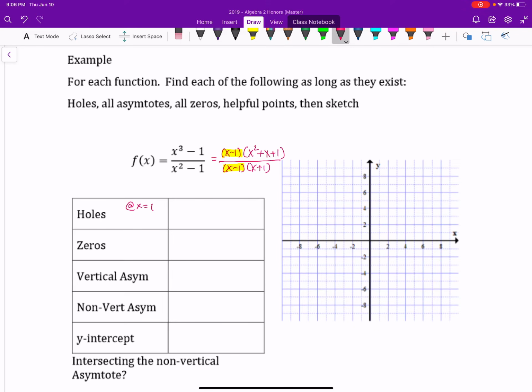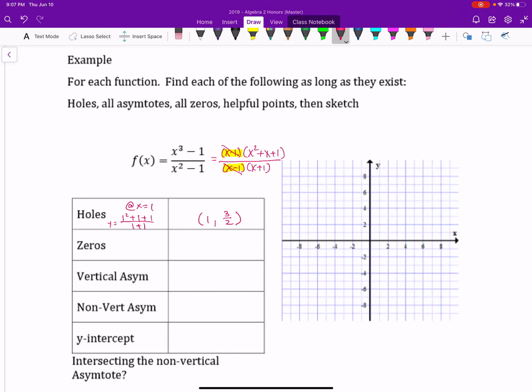So look, we cancel this out essentially, right? And that means I have to substitute in a 1 for x, so 1 squared plus 1 plus 1 in the numerator and a 1 plus 1 in the denominator. So that ultimately, the y coordinate for that is going to give me 3 over 2. So my hole is 1 comma 3/2.